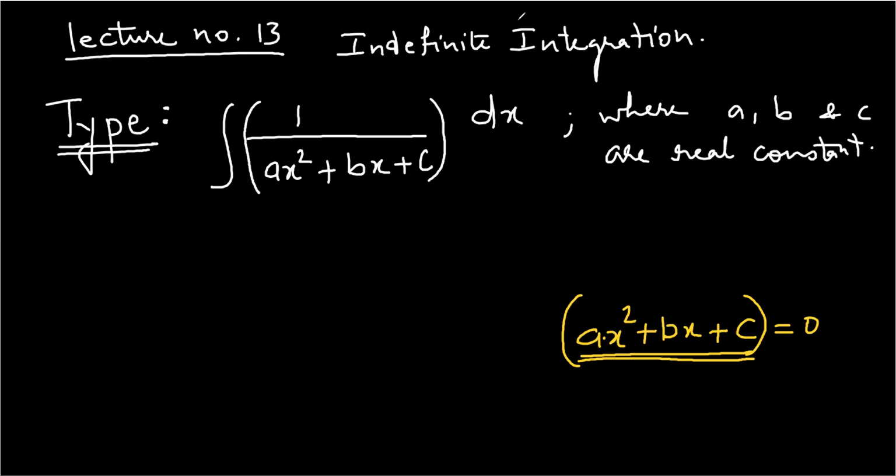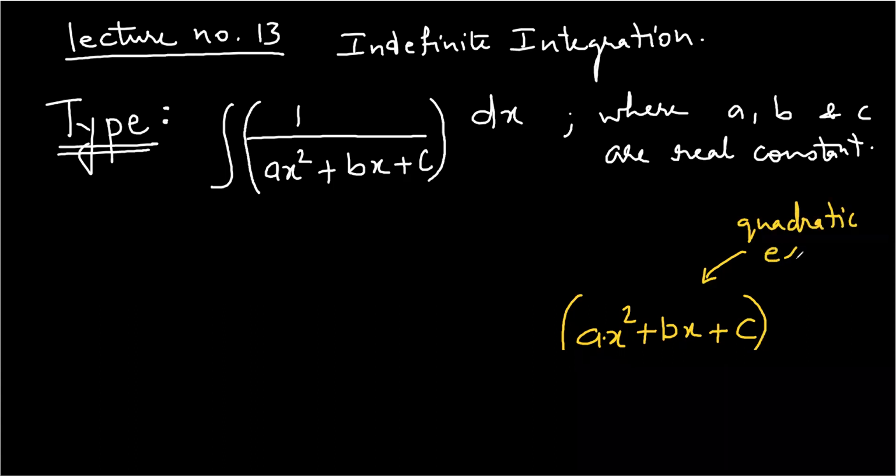So if I have only the left hand side, what would I call this? If I don't have the equal to sign and 0, I have only ax square plus bx plus c, this is a quadratic expression. So here the type that we are going to integrate is 1 upon ax square plus bx plus c, that is, 1 upon a quadratic expression.